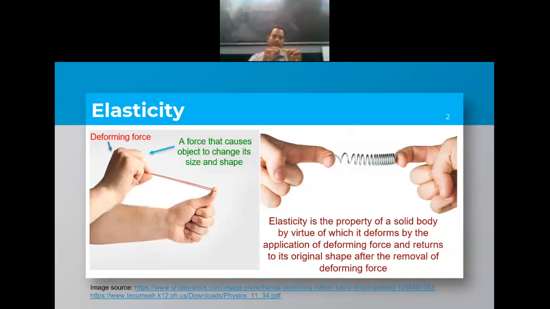Elasticity is the tendency of a solid object to regain its original size and shape when the deforming forces are removed. If you could see me through video, I have a rubber band. If I apply a force, the dimension of the rubber band changes. Now the body is getting deformed. When I remove this force, it goes back to its original size and shape. So that is what elasticity is.